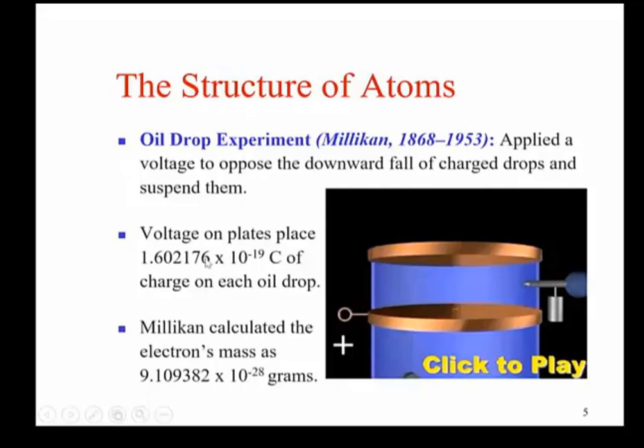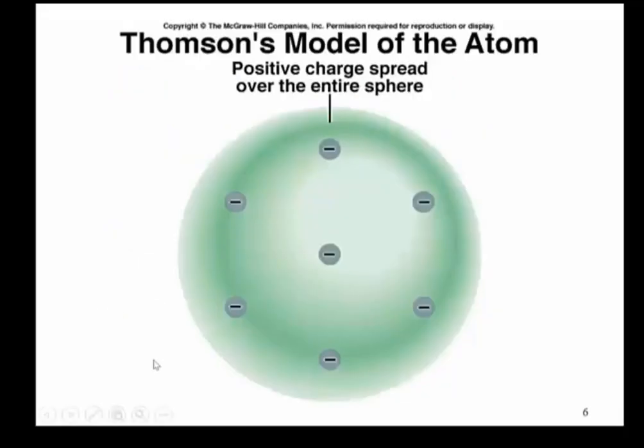This is the charge of electron. J.J. Thompson has the ratio of charge to mass. He can calculate mass. So that's what we first found out. Matter. You and I are made of the atoms. The atoms have negatively charged particles.